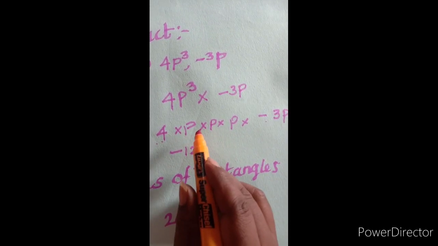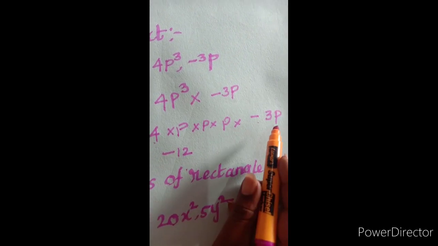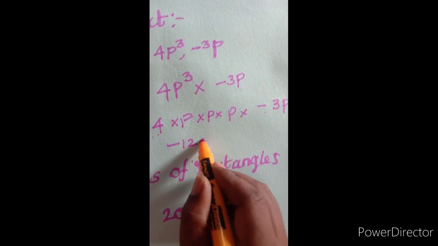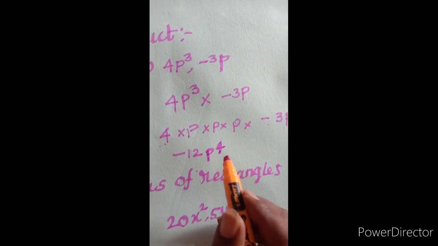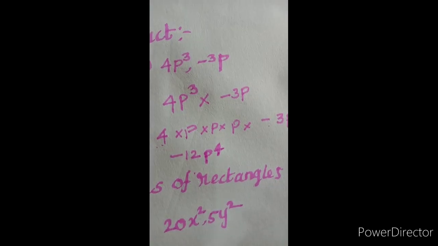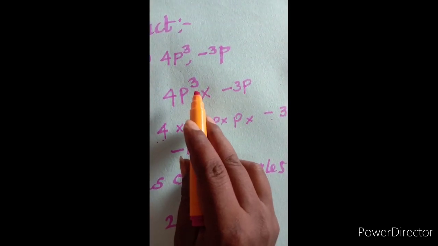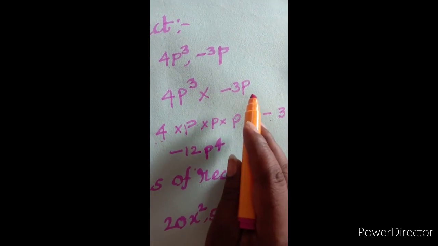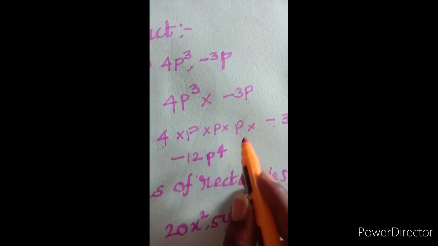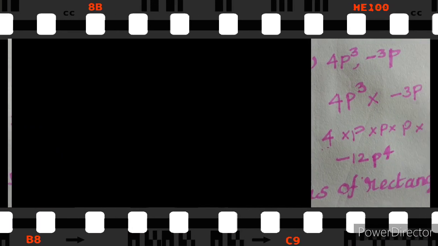Here the variables are the same, so you can multiply p into p squared into p cubed. Another one p is there, p power 4. When the same variable has come, you can increase the power of the variable, that's all. Here p power 3, that is p cubed. Here p power 1, that is p only. So you can increase the powers alone.